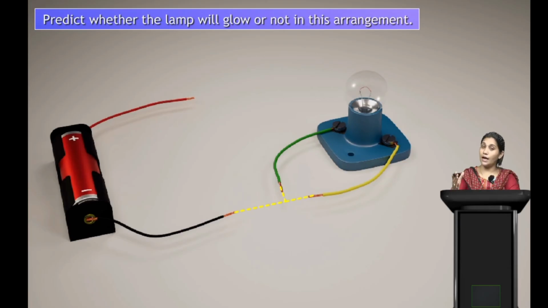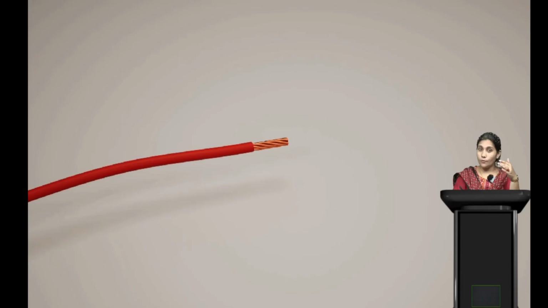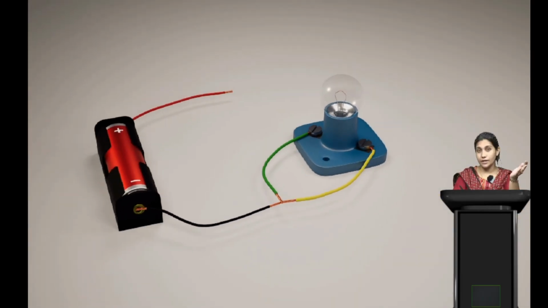Now again we will try the same arrangement on the other side. To the other wire of the electric cell, we will connect both the wires of the lamp. Okay. So one wire remains open and to the other one we have connected both wires of the lamp. So in this arrangement also the bulb doesn't glow.